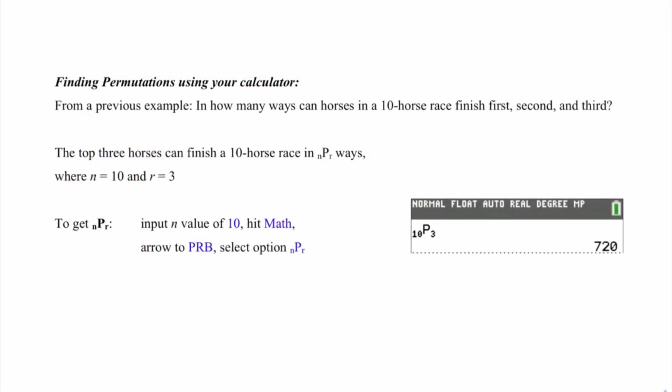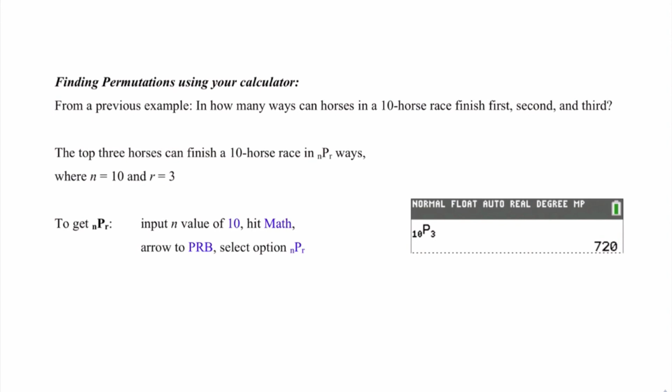That takes us to the idea of finding permutations and combinations using our calculators now. Well, just bringing up a previous example where we talked about our 10-horse race and how the horses can finish in first, second, and third. Remember, we had 10 horses total, and we were picking 3 of them where order mattered, so we know we're working with a permutation already.